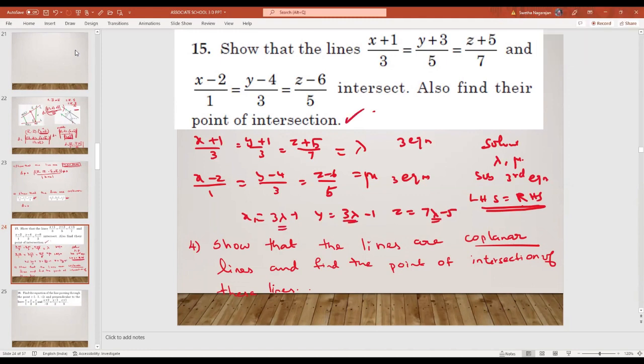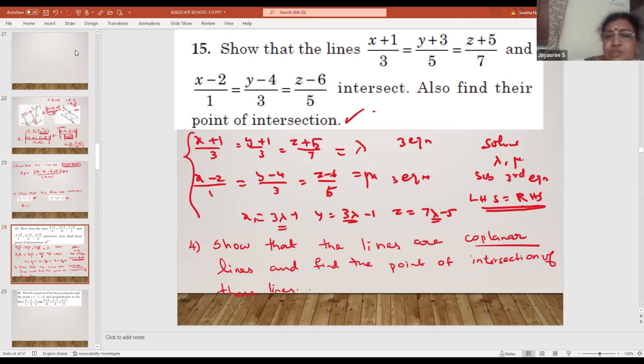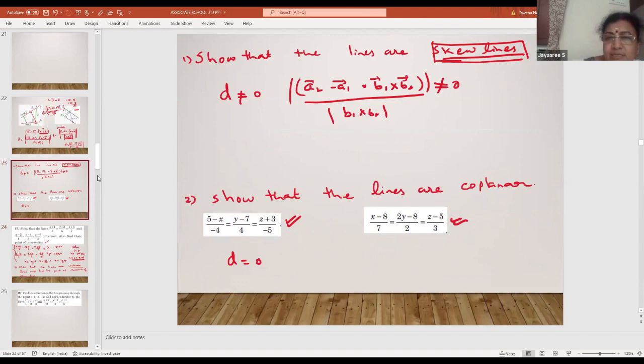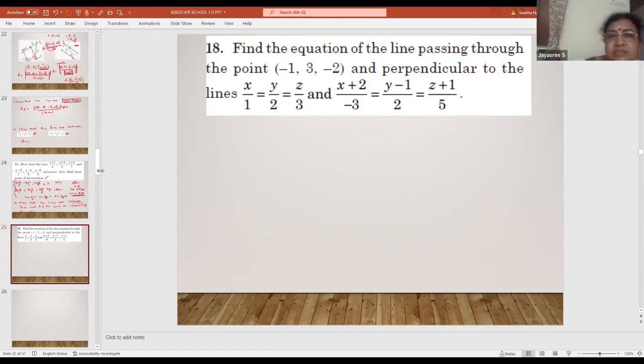So this is the next question we come across. Show that the lines are coplanar, find the point of intersection. Both are the same language only. They can follow the same procedure. They should not stick into their mind that coplanar means shortest distance is 0. Skew lines, definitely shortest distance is not 0. Okay? That is the way we need to talk about it.